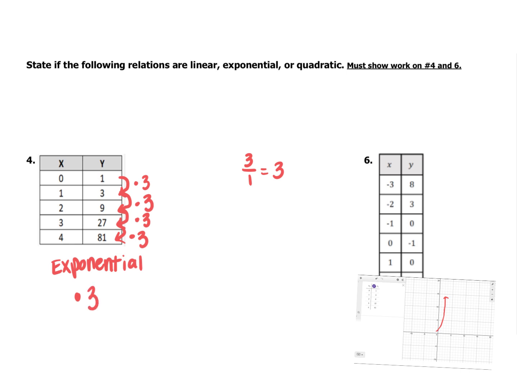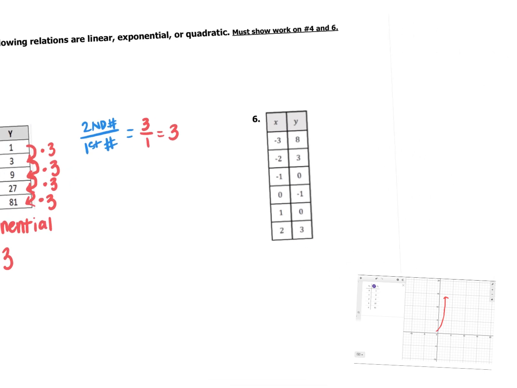So sometimes these aren't as easy to figure out, but you always do the second number divided by the first number, so the number in front of it or above it. Okay? All right, so let's go ahead and then look at number 6.